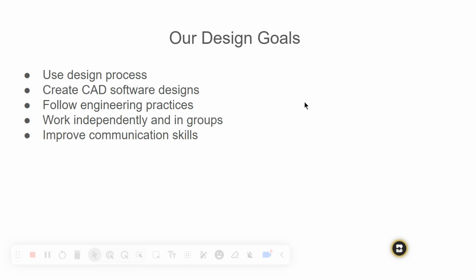We're going to create CAD software designs. When I say CAD software designs, you guys all know that I'm talking about Onshape. And we're going to follow the engineering practices and the design process to create better packaging. You're going to work independently and in groups. And we're looking to improve our communication skills. That means communication amongst your group and communication to whomever your client is, which is going to be this bakery.